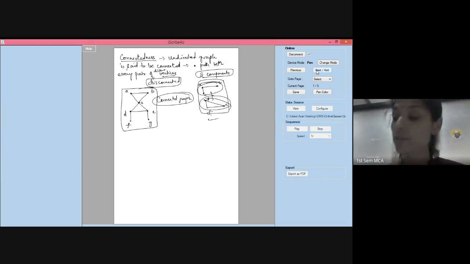All right. So this is called a connected component. This is a component of the graph. This is another component of the graph. That means you can also say it is a subgraph of that particular graph. Subgraph.